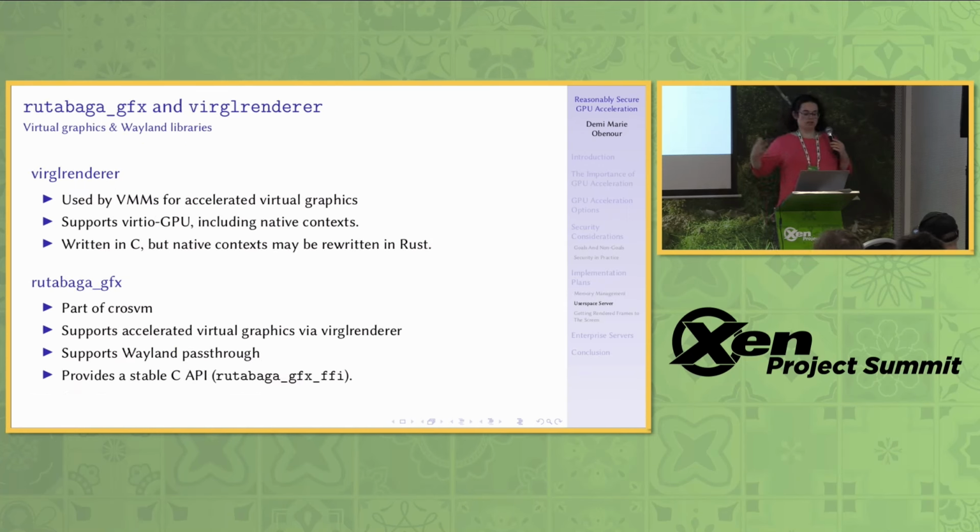Rutabaga GFX and VirGL Renderer are virtual graphics and Wayland libraries, and they're what actually talks to the GPU driver and the Wayland compositor. VirGL Renderer is used by VMMs for accelerated virtual graphics. It supports VirtIO GPU, including native context, and it's currently written in C, but the native context code may get rewritten in Rust. Rutabaga GFX is a Rust library. It's part of crosvm. It uses VirGL Renderer, and it also supports Wayland pass-through, which is really important for things that want seamless virtualization like Qubes does. It also provides a stable C API.